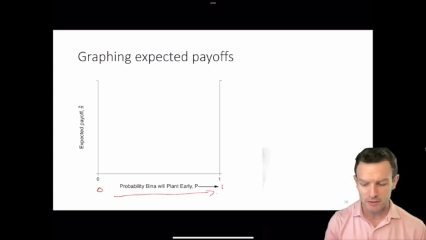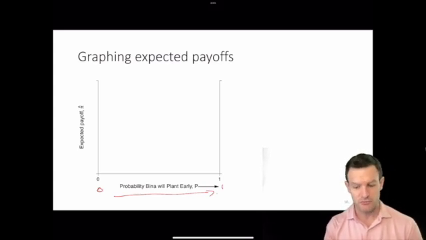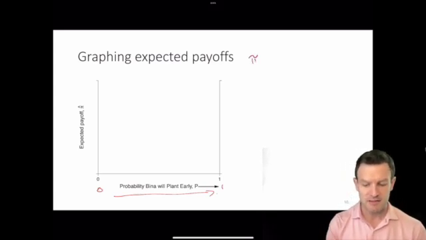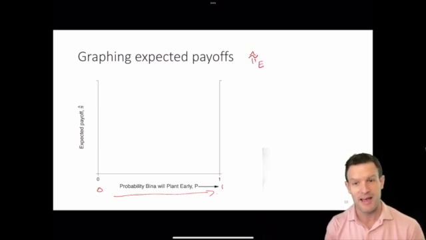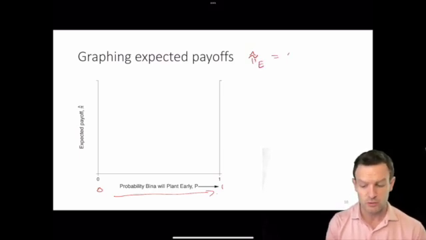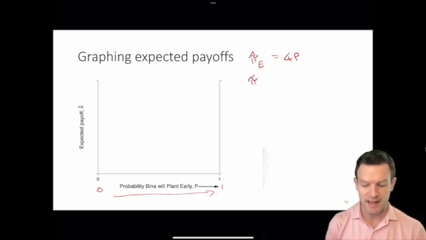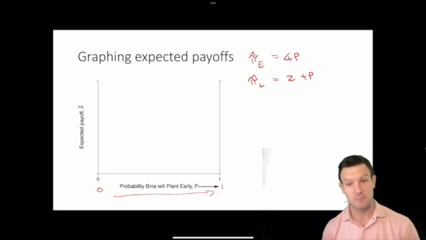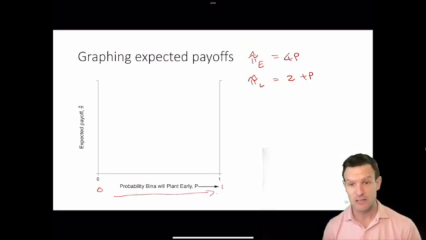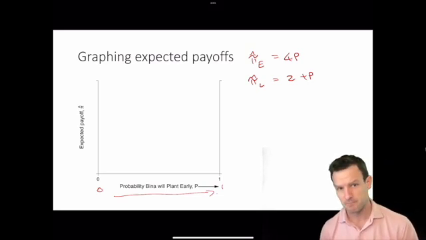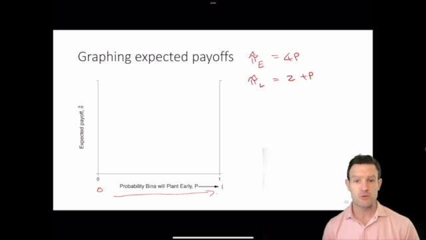Now let's remember, what did we have for our expected payoffs? We had that the expected payoff, pi hat, and I'm just going to label that pi hat E for planting early, equaled 4 times P. And then we saw that pi hat L equaled 2 plus P. The expected payoff to plant late equaled 2 plus P. Okay, so the thing that we want to do now is graph those two lines.